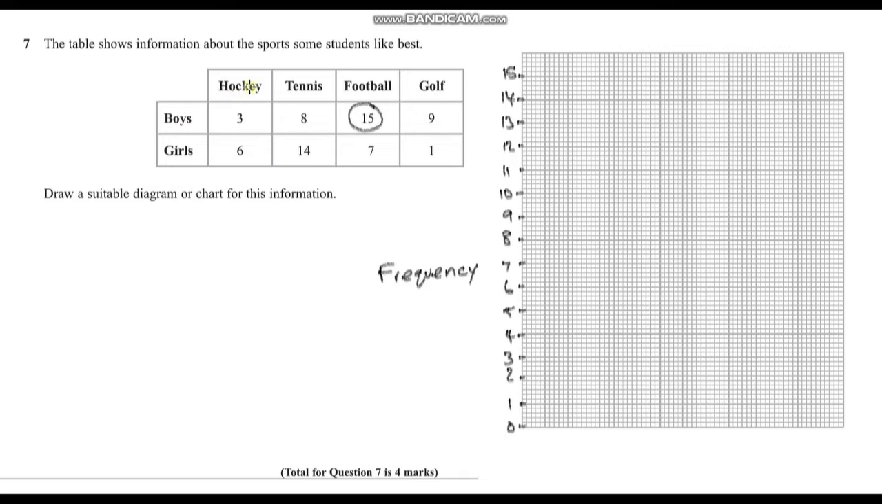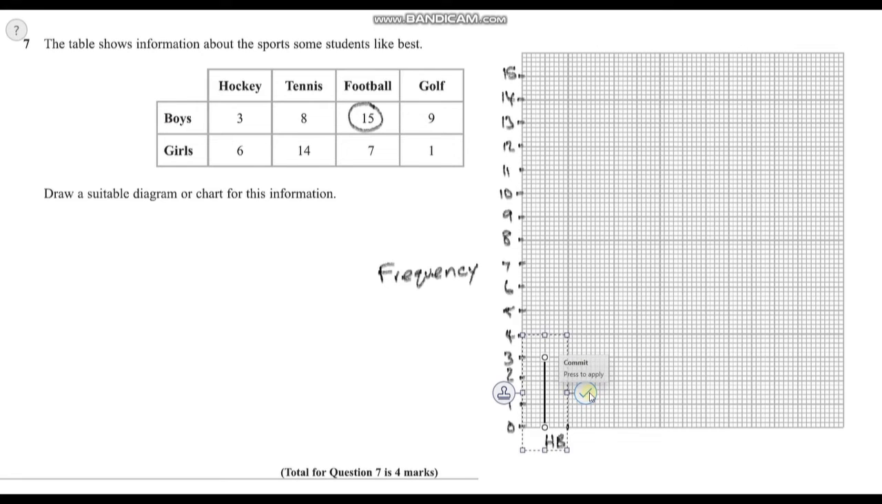So let's first think about hockey. So hockey boys, there were 3. So let's say that this is hockey boys. I'm going to do it in between these 2 points here, and we're going to go up to 3. So make sure first of all you get your ruler out, to make sure that you are being as accurate as possible. So I'm just going to get my line tool out, and I'm going to go up to 3. That is a bit thick, so let me just make it a bit thinner. Let's make it even thinner than that. Okay, I think that's good enough.